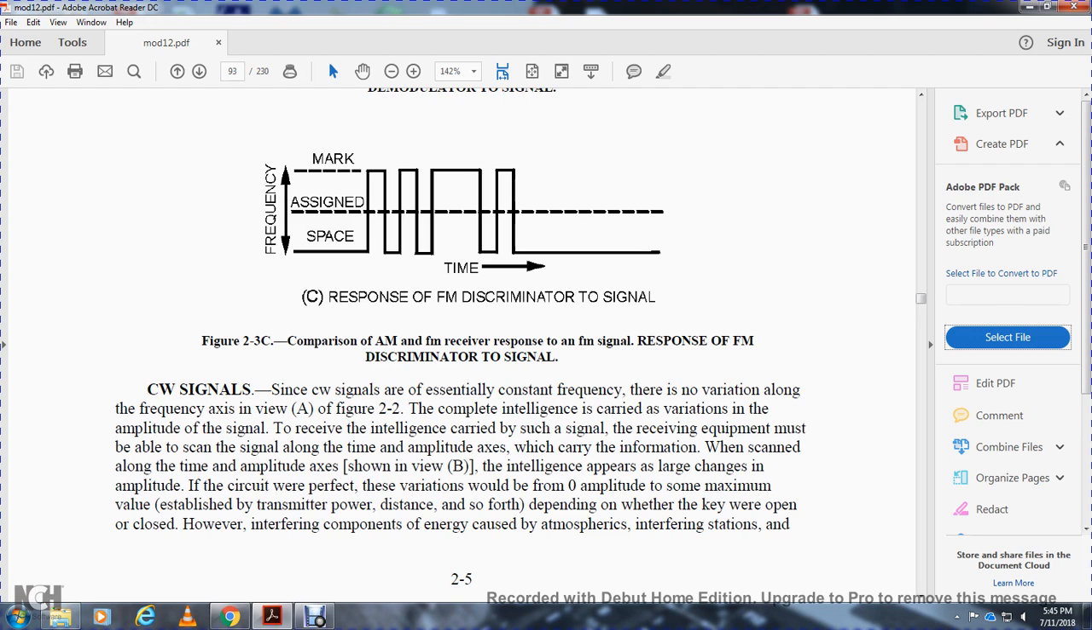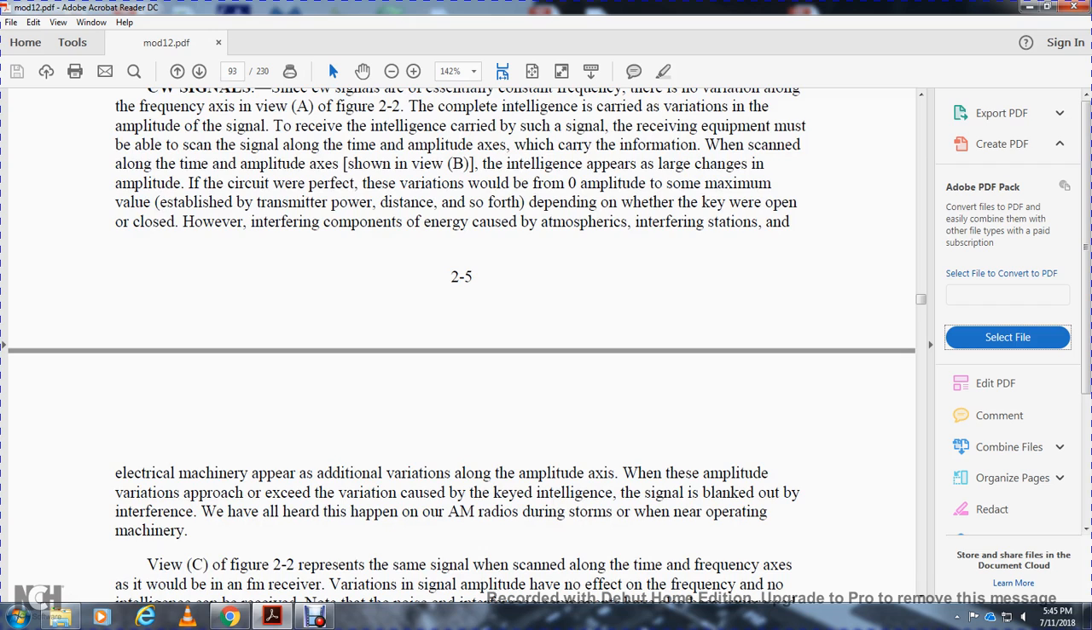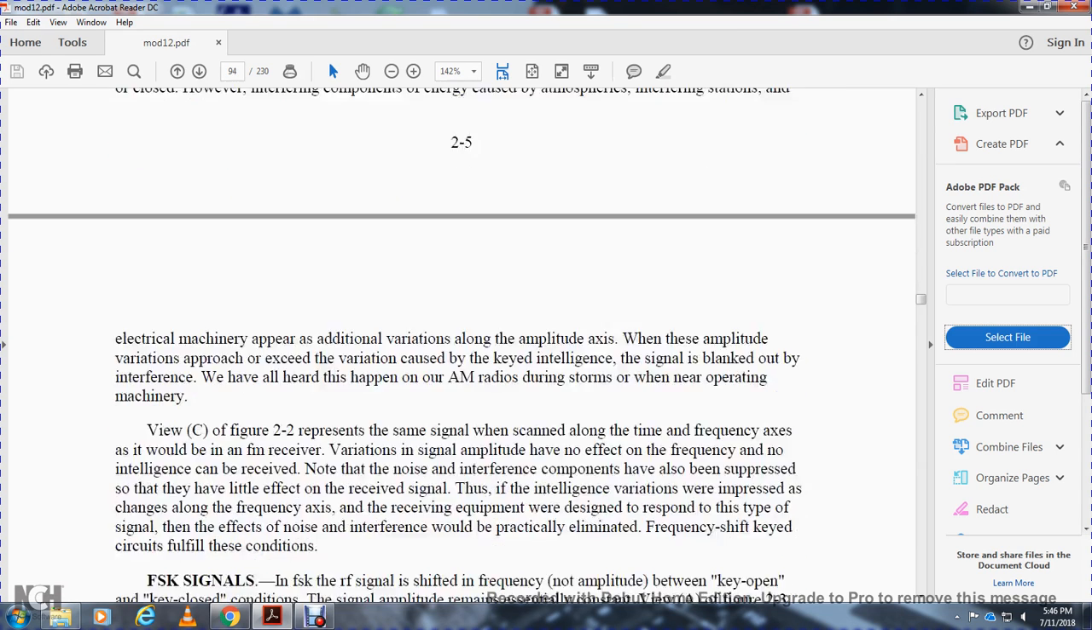However, interfering components of energy from atmospheric interference, interfering stations and electrical machinery add further variation along the amplitude axis. These amplitude variations cover the key variation, and the intelligence signal can be blocked out by the interference, which we have all heard on AM radios during storms or near operating machinery.